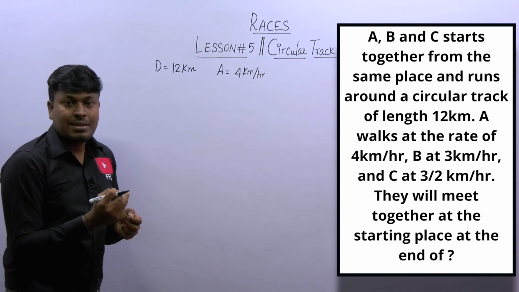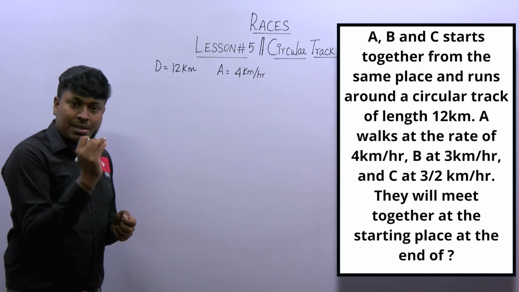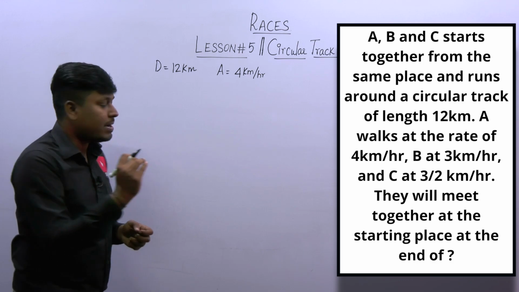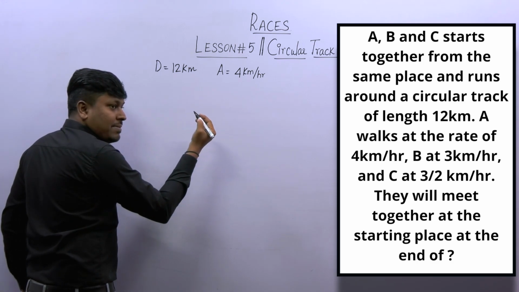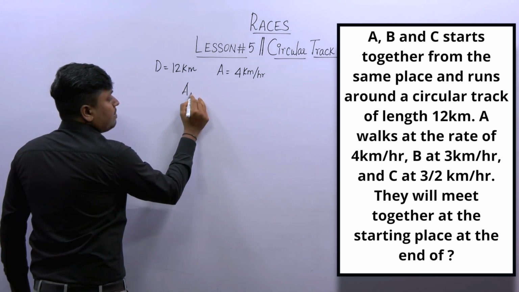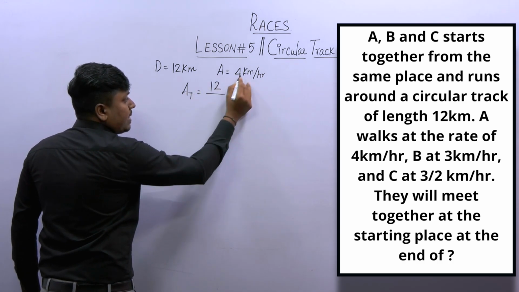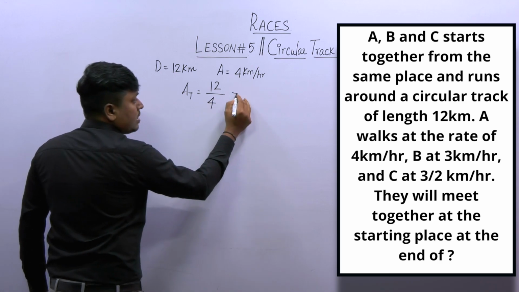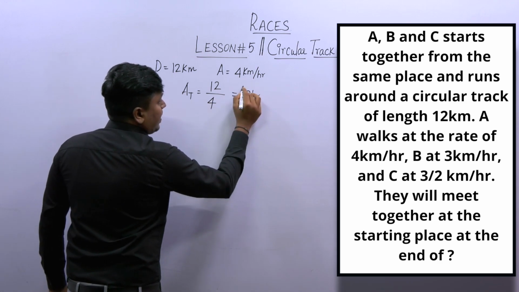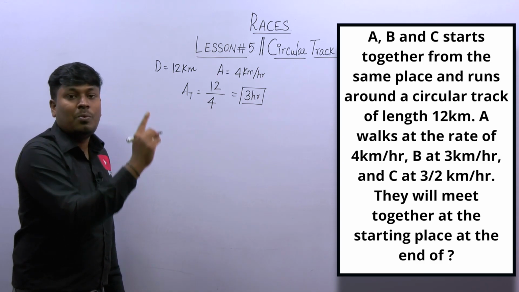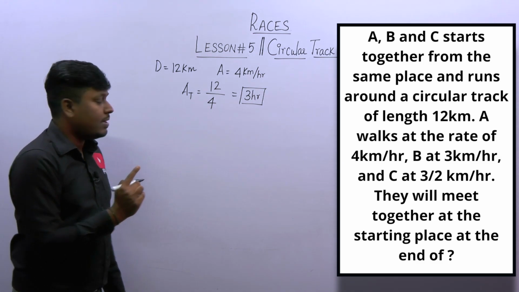So by using that, first we can find how much time person A will take to complete 1 rotation, that is 1 lap, right? So time is equal to distance divided by speed. So time taken by A to complete 1 lap: distance is 12 km divided by speed 4 km per hour. So 3 hours. So finally we can say that person A will take 3 hours to complete the 1 circular track lap.